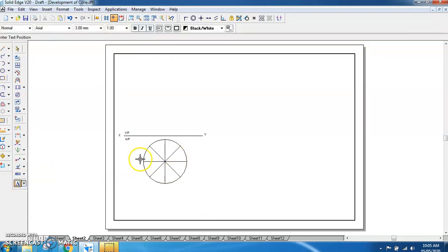Then we can give the names. So this is A, this is B, and this is C, this is D, this is E, this is F, and this is G, and this is H. So these are the points on the circumference of the base of the cone, and they are at equidistance. And at the center we can have O and O1. So this is the top view.